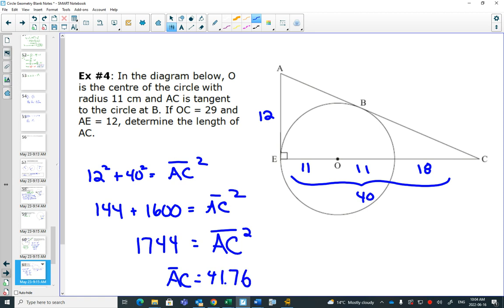Again, I look afterwards to make sure there are units, so I have to put centimeters or lose a half mark.